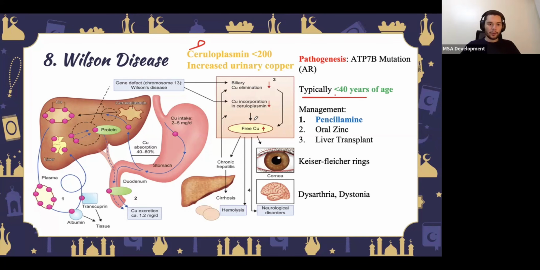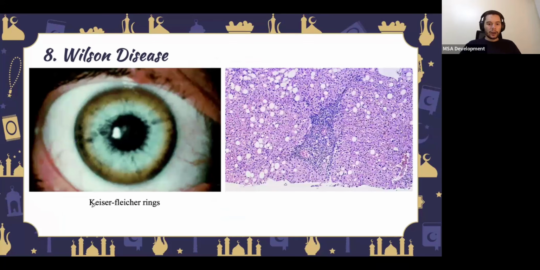Okay? And how would you manage those patients? You give them some sort of copper chelator. The most commonly used one is penicillamine. You could also give them oral zinc or do a liver transplant because they have a problem in their liver cells. Okay? Over here, you can see a Kaiser-Fleischer ring. It is this brown color around the cornea. And then over here, you can see the inflammation in the liver itself. This is the beginning of hepatocellular damage, right?